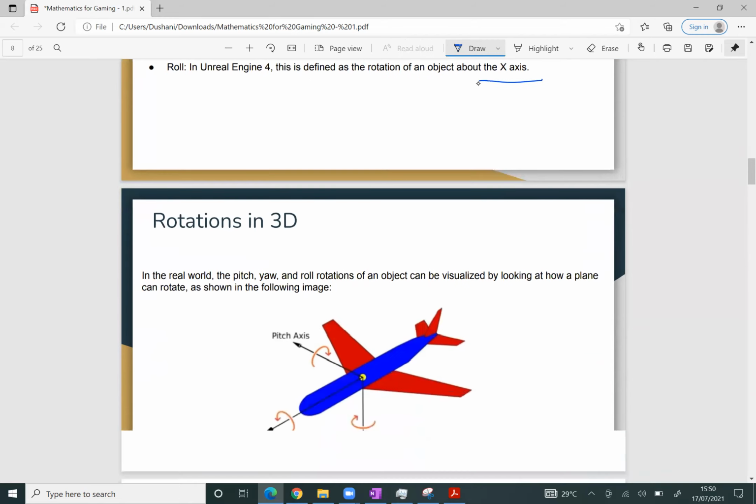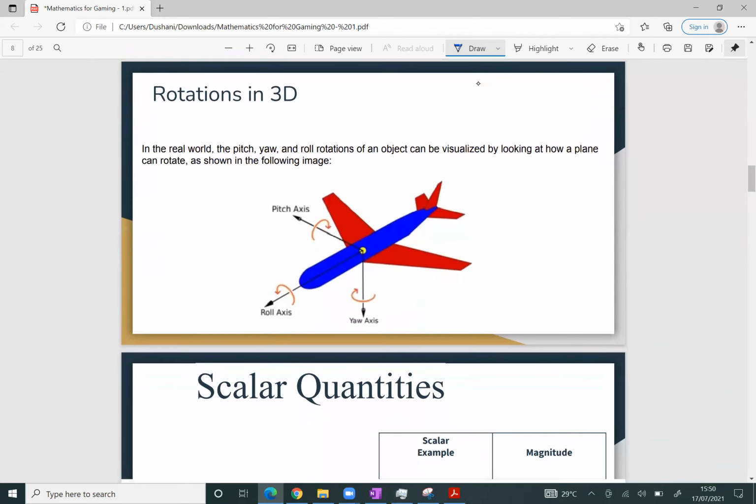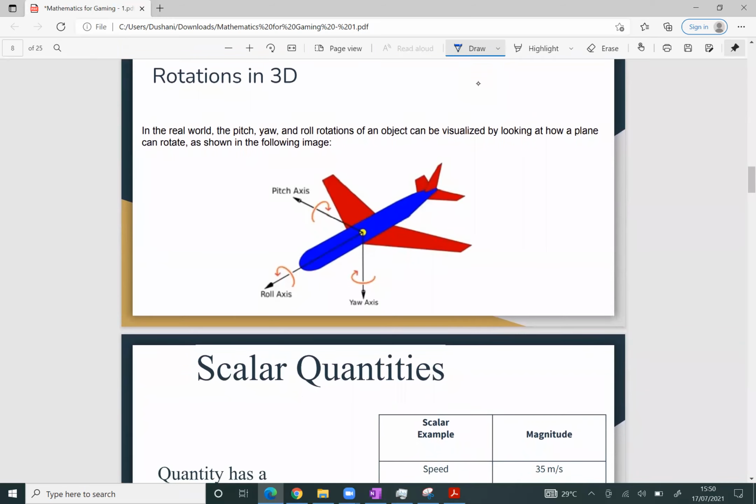So if we represent this graphically in a real world scenario, we can see how these rotations of an object work by looking at how a plane can rotate. So we can see here we have the pitch, roll, and yaw. So these are rotations in the 3D space.